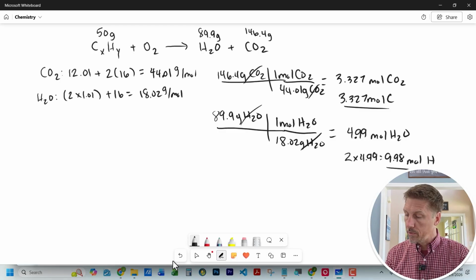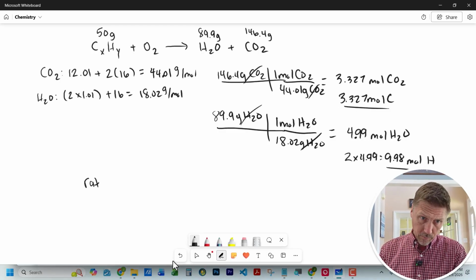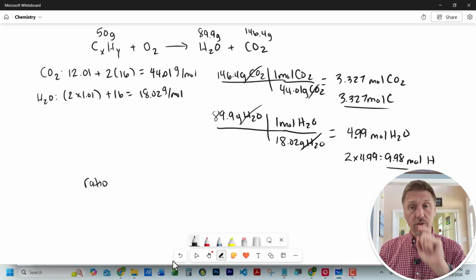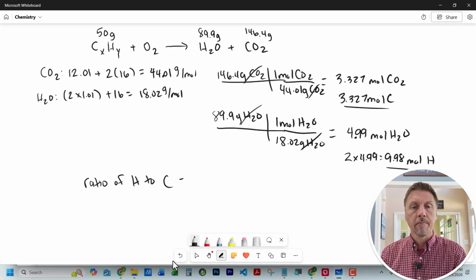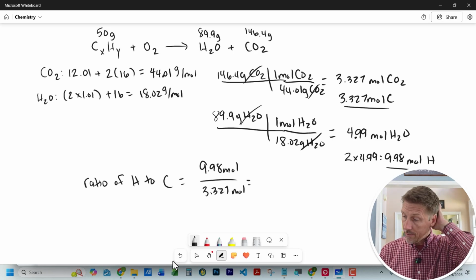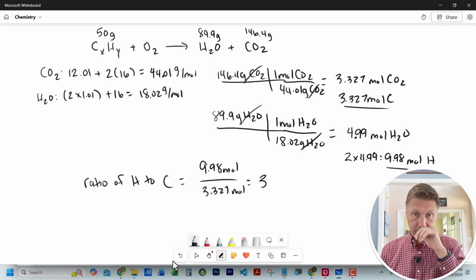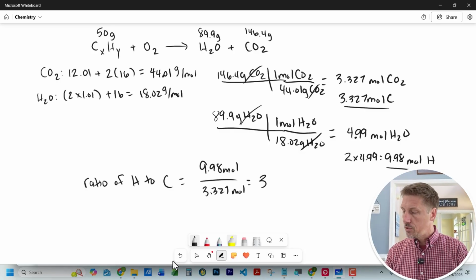Now, here's what you want to do. When you do this, you always want to put whichever value is bigger on top. This was 9.98 moles. This was 3.327 moles. The bigger value goes on top when you determine the ratio. So we're going to determine the ratio of H to C, and that's going to be 9.98 moles of H divided by 3.327 moles of carbon. And that's going to give us a value of 3.00. That's our ratio of hydrogen to carbon.